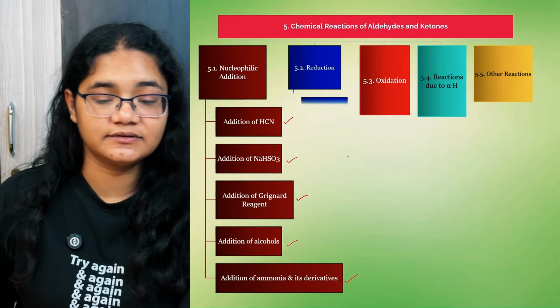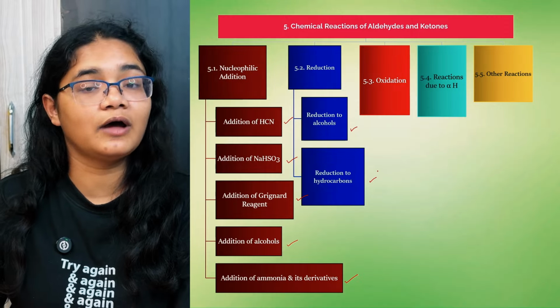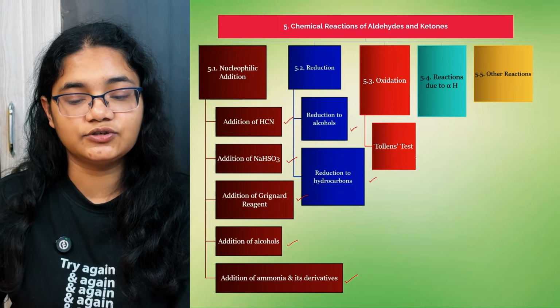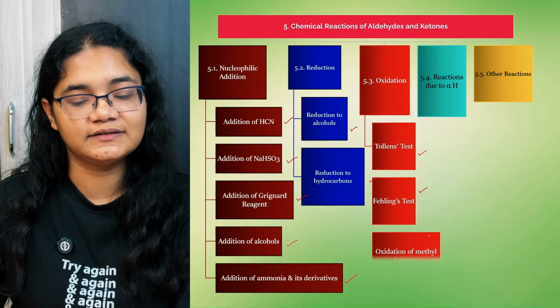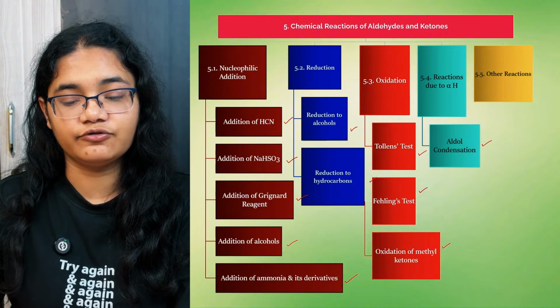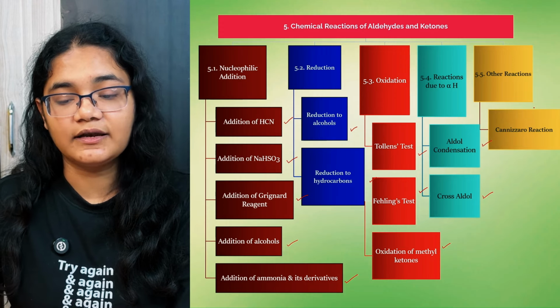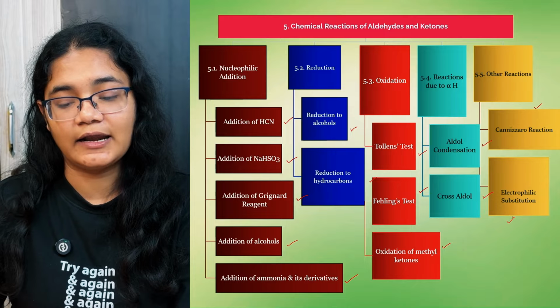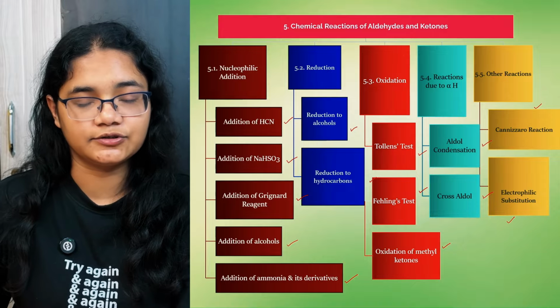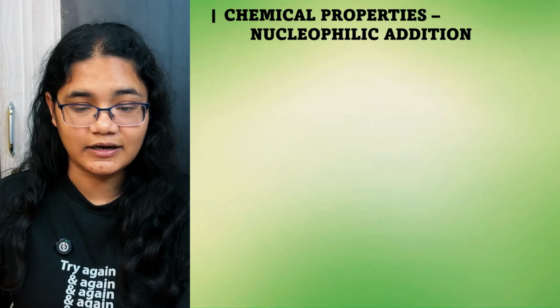and its derivatives. Next we have reduction, where we'll talk about reductions to alcohols and reductions to hydrocarbons. Then we have oxidation. Here we'll talk about Tollens test, Fehling's test and oxidation of methyl ketones. Now reactions due to alpha hydrogen, here we have aldol condensation and cross aldol condensation. In other reactions we have Cannizzaro reaction and electrophilic substitution reaction. So let us start with the first reaction, that is nucleophilic addition reaction.